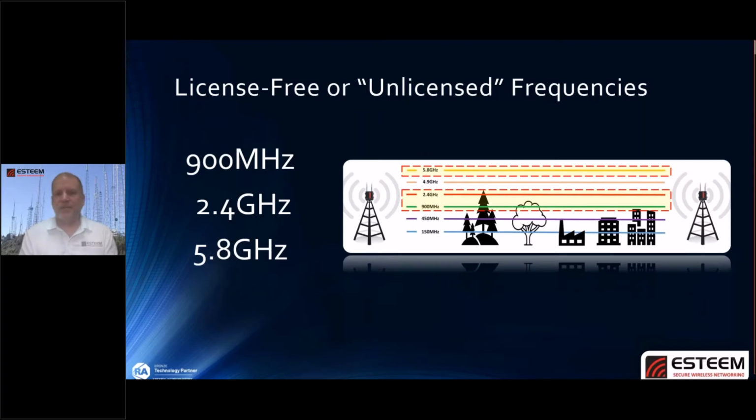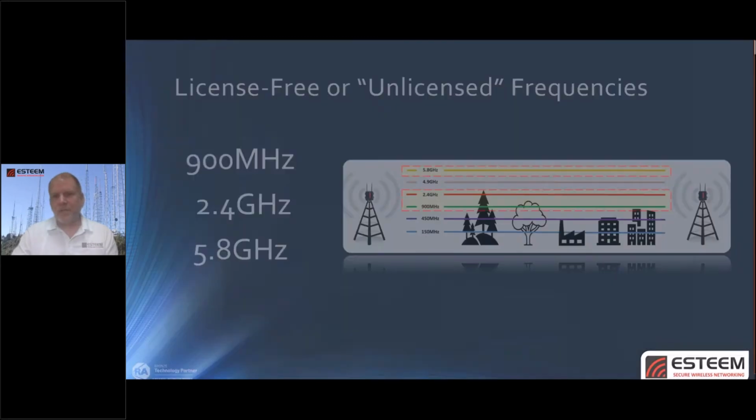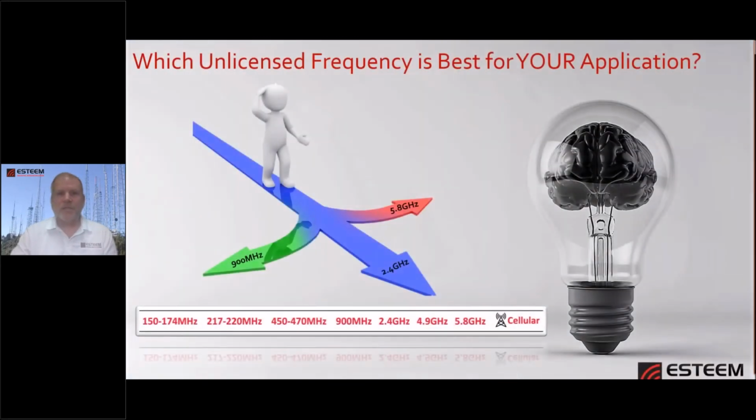So as we look at these a little bit closer, we've got these 3 unlicensed or license-free frequencies available to us. And these are the 900 megahertz, 2.4 gigahertz, and 5.8 gigahertz. That's really where we're going to concentrate today. So the question is, okay, now I have 3 of these. Which one is going to be best for my application, or in this case, in your application? And that's really where it starts.